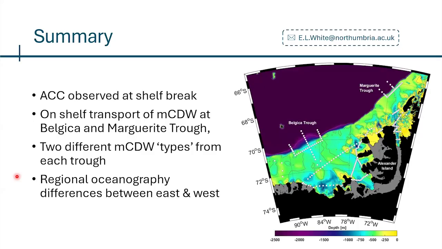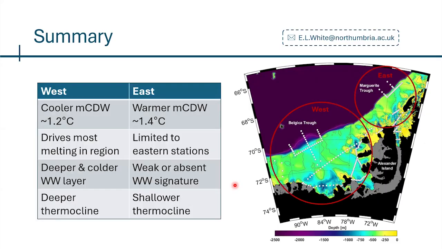So to briefly summarize that very quick tour, we see the Antarctic Circumpolar Current at the shelf break, which brings warm, unmodified circumpolar deep water in very close proximity to the shelf break and the continental slope. At both Belgica Trough and Marguerite Trough, we see on-shelf transport of circumpolar deep water, and different shelf break processes mean that we get two slightly different CDW end members flowing on through each trough, which influences the regional oceanography in the east and the west of the region.